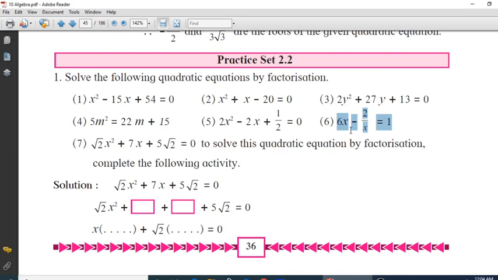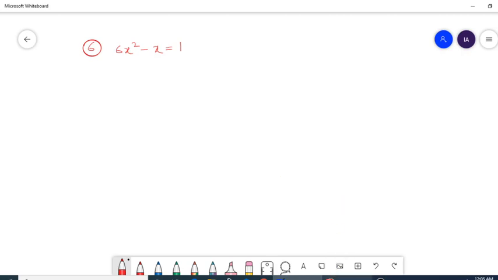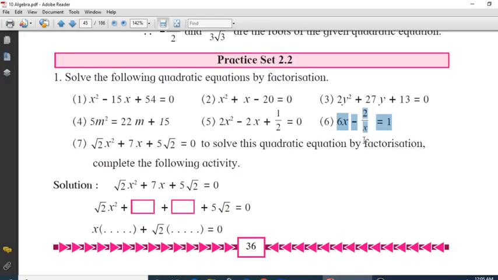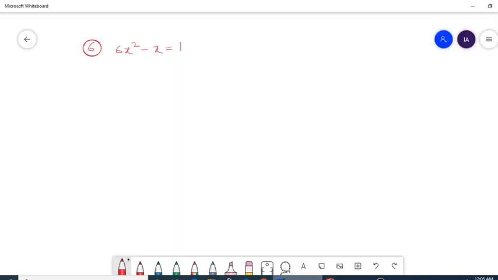We can just cross check: 6x minus 2 by x equals to 1. Okay, there is some distortion in our question. 2 by x. So 6x minus 2 by x. So this question is something like this: 6x minus 2 by x equals to 1. So our question is something like this. We're going to solve this question.